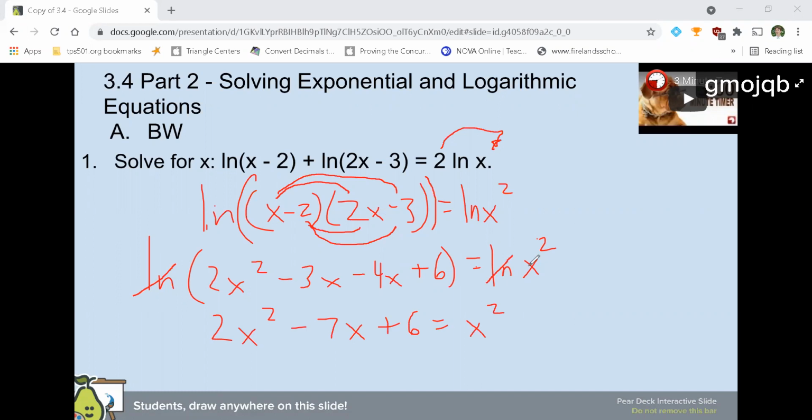Okay, I believe that's where your guided notes leave you. To finish this problem, this is a quadratic, so you want to get all your terms on one side. X squared minus 7x plus 6 equals 0. And now that it's in the right form for a quadratic equation, you have three options. You can factor, quadratic formula, or graph. Which one do you want to do? Graph it. Okay.